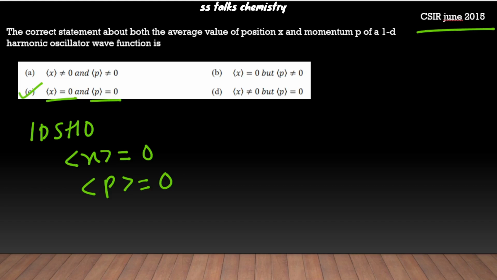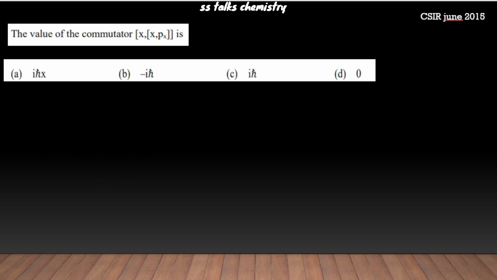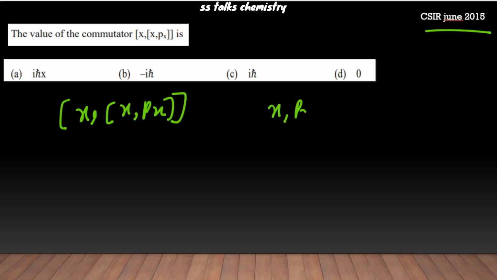Okay. Next, CSIR June 2015 again, the commutator of x with the px of it. Okay, so now I know if x commutes with px raised to the power of n, this is generalized only for the position and the momentum formulas. This is going to be n into px raised to the power of n minus 1 into iota h cut of it.